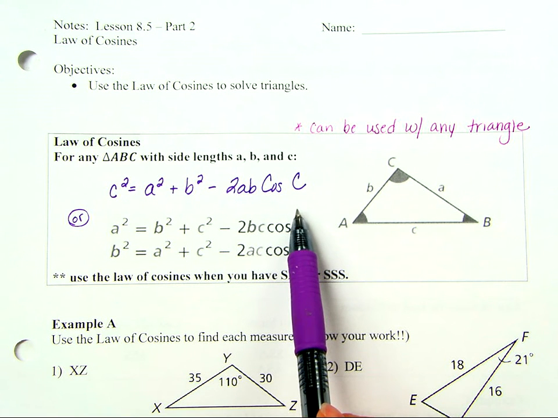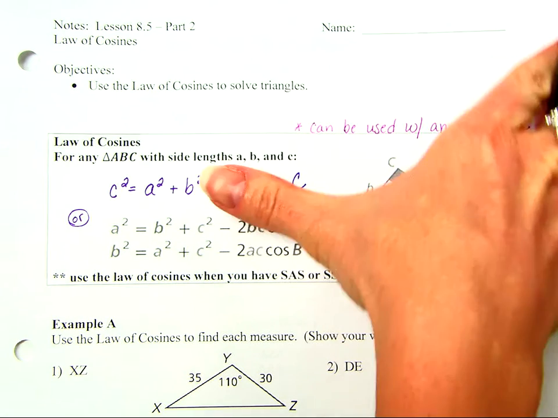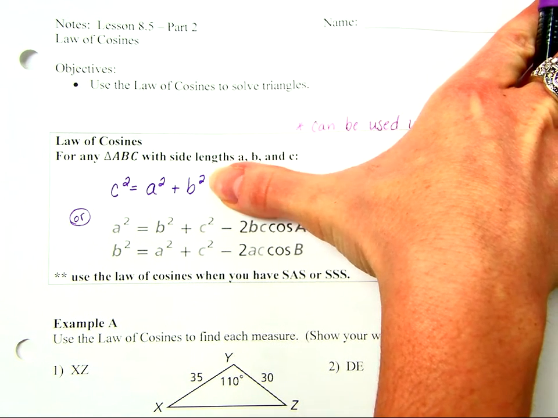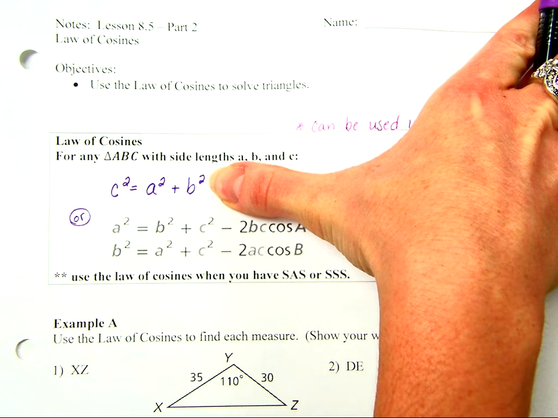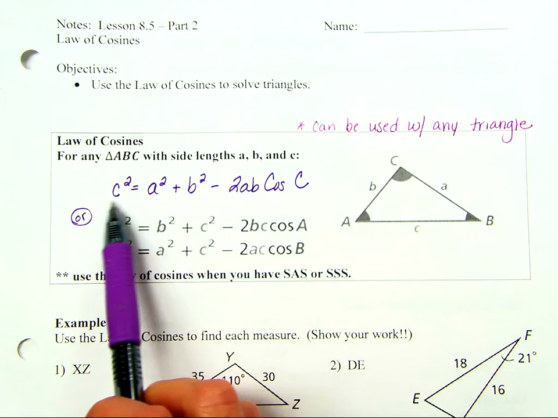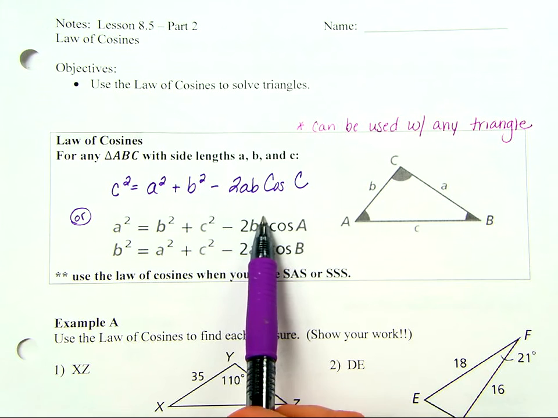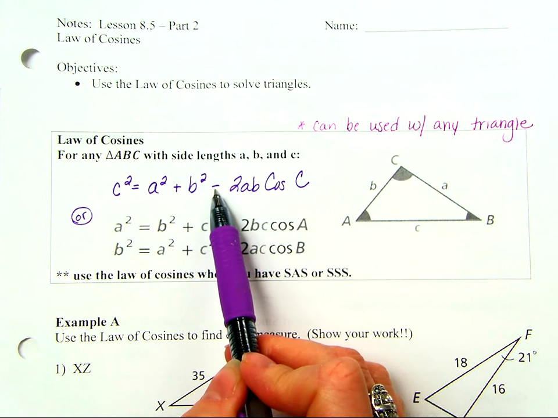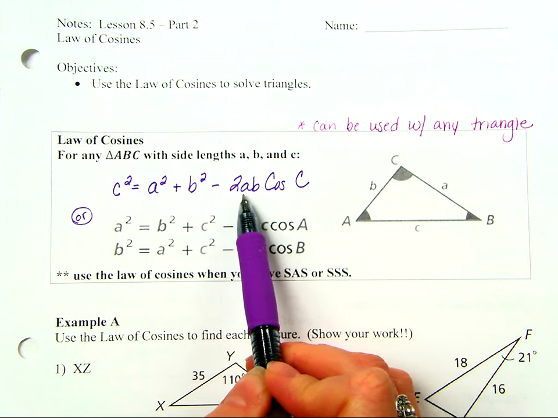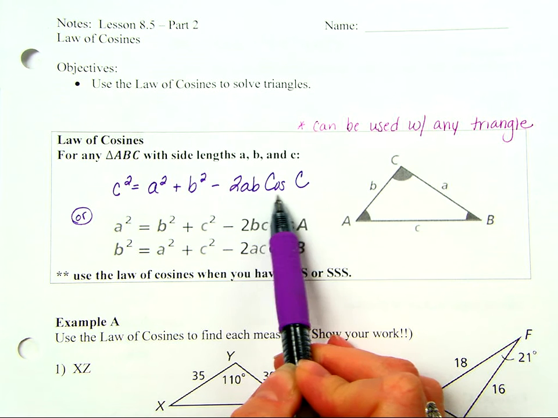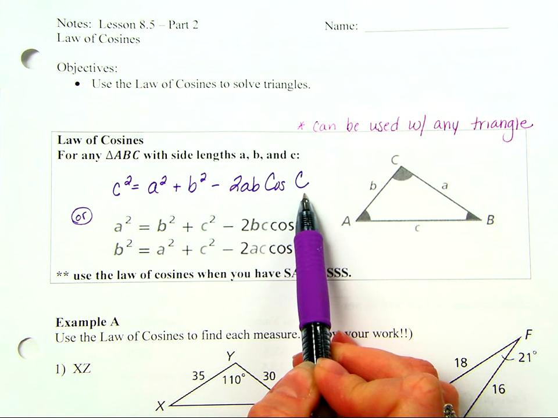So I just want to kind of dissect that a little bit. First of all, you'll notice if we kind of covered this part up, what does that formula look like? Yeah, the Pythagorean theorem. But because we don't necessarily have a right triangle, it can't just be A squared plus B squared equal to C squared. We kind of have to adjust it a little bit. And by adjusting it, we are saying that we are subtracting the product of 2AB cosine C. This is 2 times side A times side B times the cosine of angle C.